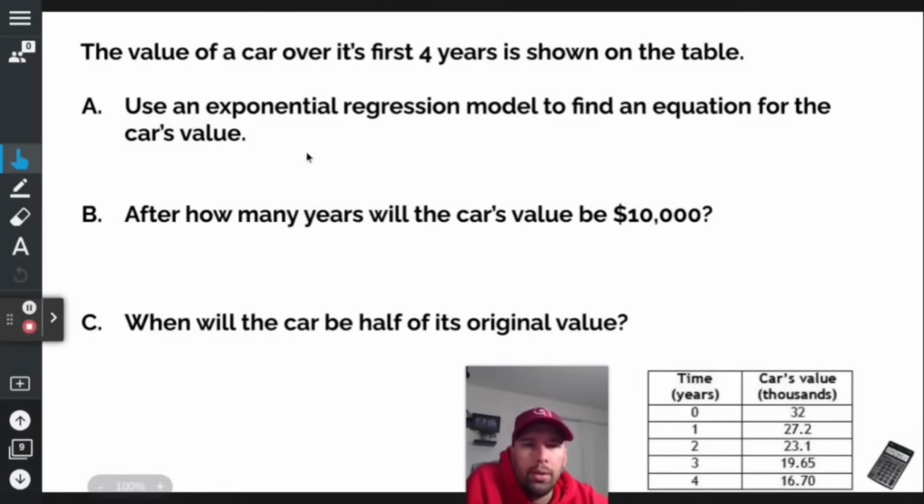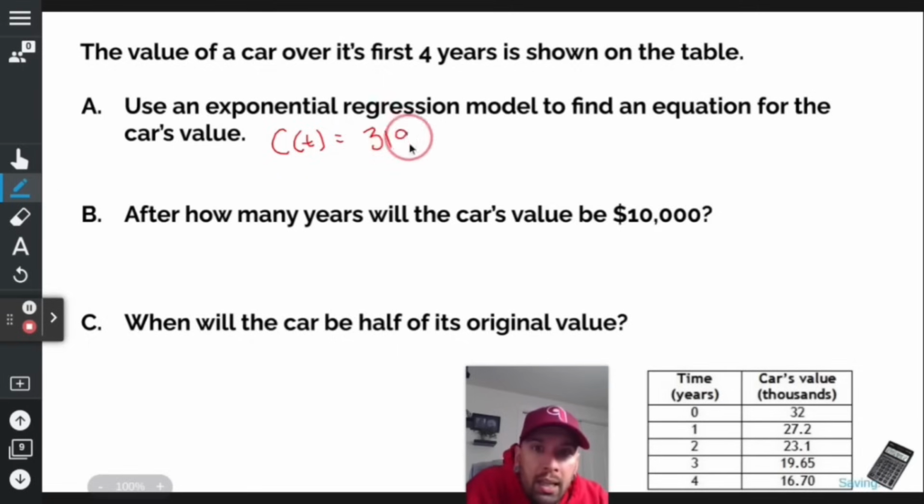All right, so the equation, as unpleasant as it is, let's do f of x. Maybe I should do C of t, which means the car over t years, is going to equal a times b to the x. A was 31,996.070 times, what was it, 0.849, so 0.850, to the t power. Now, this implies that at time equals zero, the value of the car was around $31,996, which is about right. So this is not completely out of the ordinary.